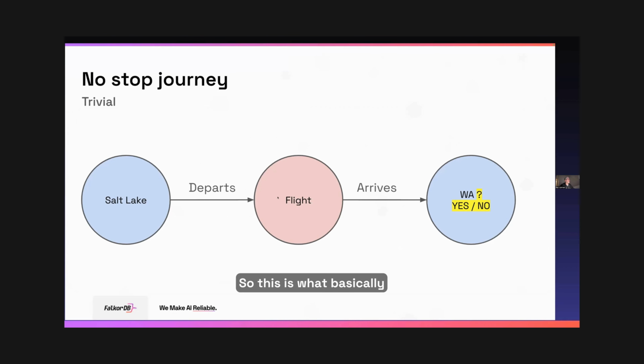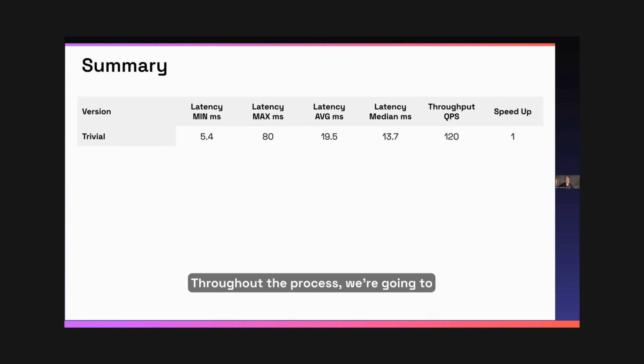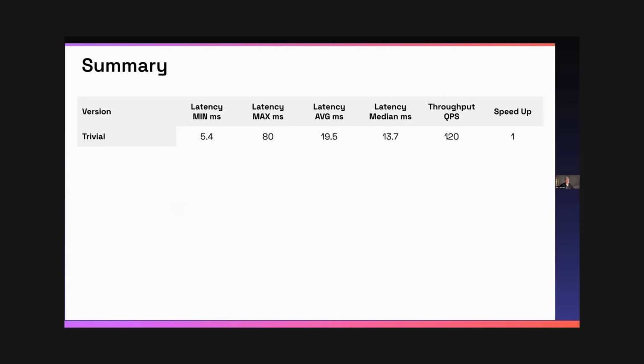So this is what basically happened. Started at Salt Lake after finding it, find each departing flight, see where it arrived. Did it arrive at Washington? Yes, no. If yes, then return the flight. Throughout the process, we're going to see the summary of latency and throughput of each variation of the query. And so this trivial one has a mean latency of 13.7 milliseconds. And the overall throughput, QPS, queries per second, we can run roughly 120. This is on my development machine. So this is the baseline.